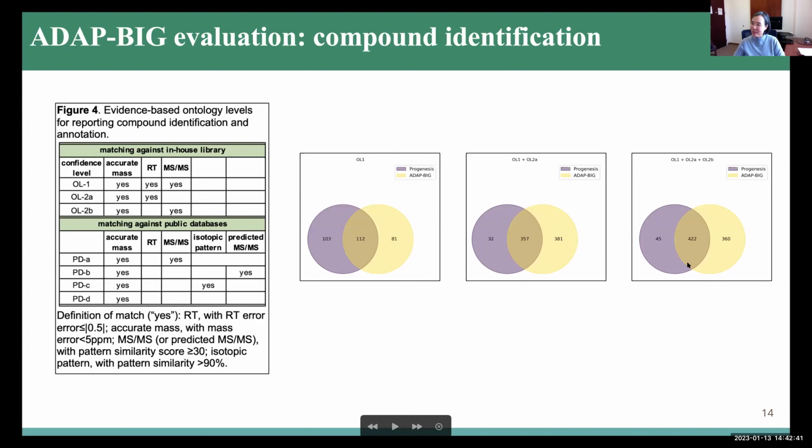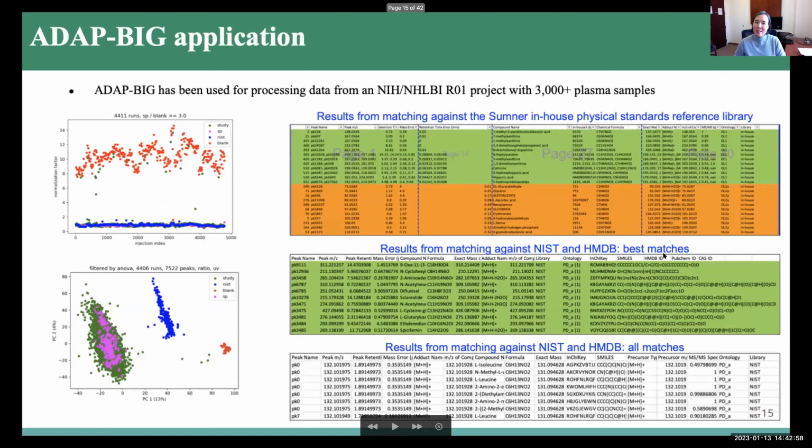That's what we want to do for exposomics, because some of the signals could be not that strong. So a big test for our informatics is, can we robustly and confidently detect relatively weak signals and still be able to identify them? So with that comparison, that gives us some confidence in applying ADP big.